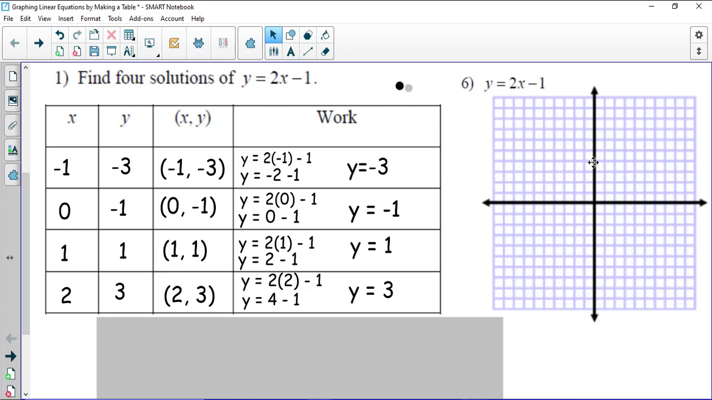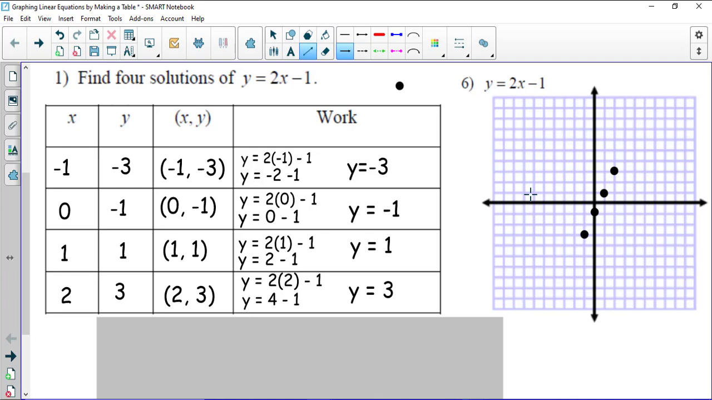So negative 1, negative 3 is going to be right about here. We'll go and graph that point. The next point is 0, negative 1. That's going to be right here. 1 comma 1, that is going to be right here. And then finally we have 2 comma 3, which is going to be right here. And we can see that they do indeed form a line, which is exactly what we want.